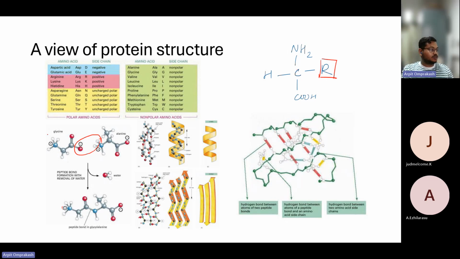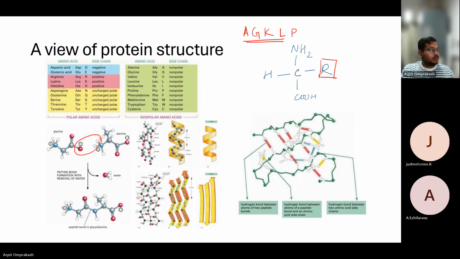Now, this is the first order of structure. A protein will have a primary structure, which is the sequence of amino acids present in the protein. For example, we can have a protein primary structure such as A, G, K, L, P. So these are the 5 amino acids that come together to form this protein.